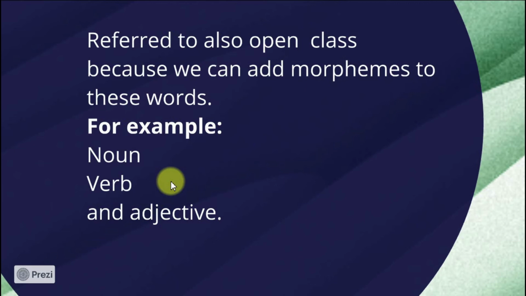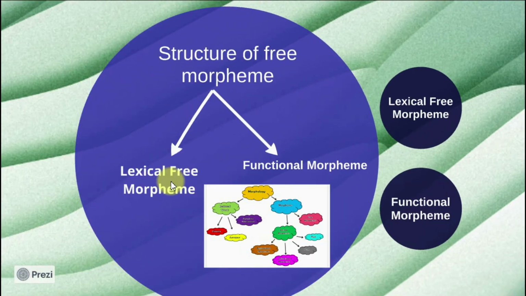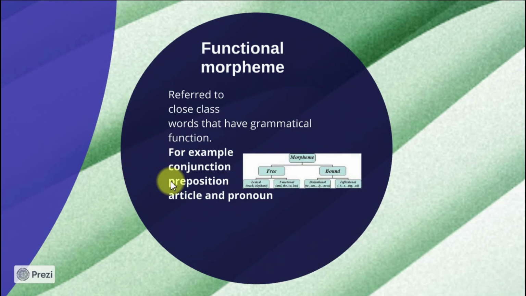I hope you understand this one. Next we talk about the functional morpheme. The functional morpheme is referred to as closed class, words that have a grammatical function. What is a function? Function is about the position or application that words have to do. For example, conjunctions, prepositions, articles, and pronouns. That is called grammatical function.